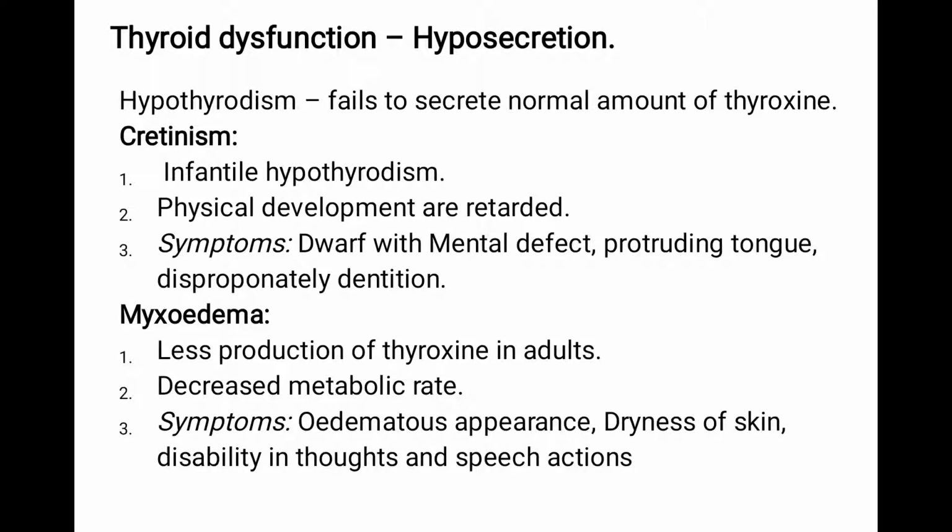In cretinism, the physical development is retarded. The symptoms of cretinism are dwarfism with mental defect, a protruding tongue, and disproportionate dentition. These are the common symptoms of cretinism. It occurs in children or infants, as the name infantile hypothyroidism says. The second disorder is myxedema, which is caused by reduced production of thyroxine in adults. Remember, cretinism occurs in infants, whereas myxedema occurs in adults.